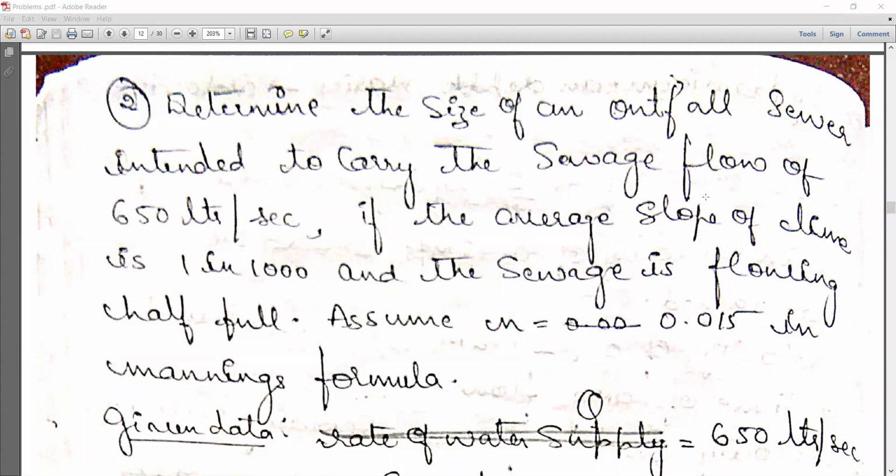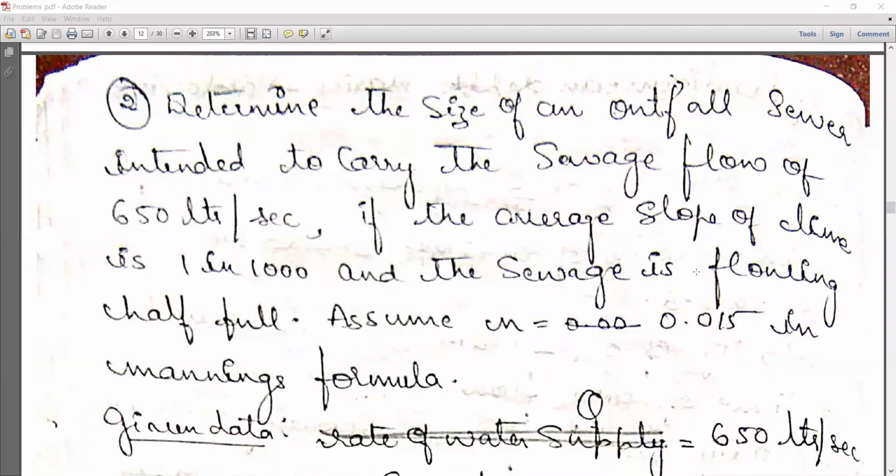Determine the size of an outfall sewer intended to carry a sewage flow of 650 liters per second. So liters per second convert into meter cube per second. So the first thing that is given is Q. Q is 650 liters per second, that is 0.65 meter cube per second, divided by 1000.